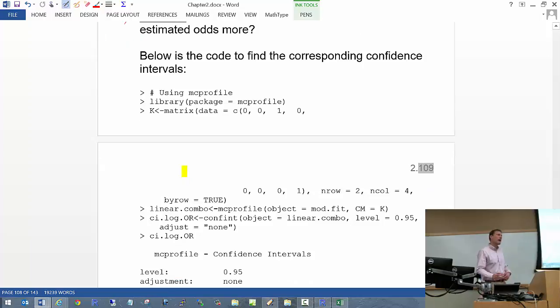Okay, so how can we find confidence intervals? I think once you get to these more complicated models, such as when you have qualitative variables, and especially once you start introducing interactions, the easiest way to do this is through using the mcprofile package. Either getting the profile likelihood ratio intervals or the Wald intervals directly from that package.